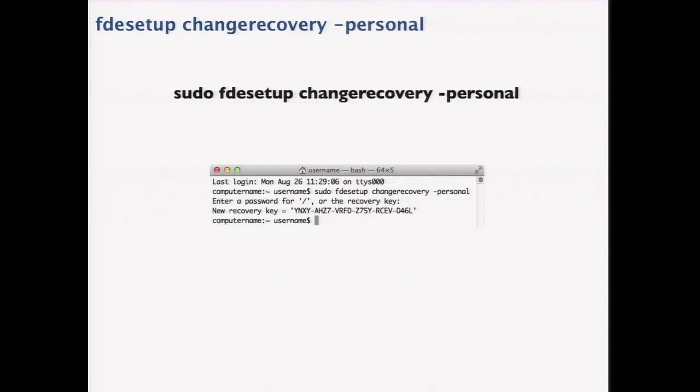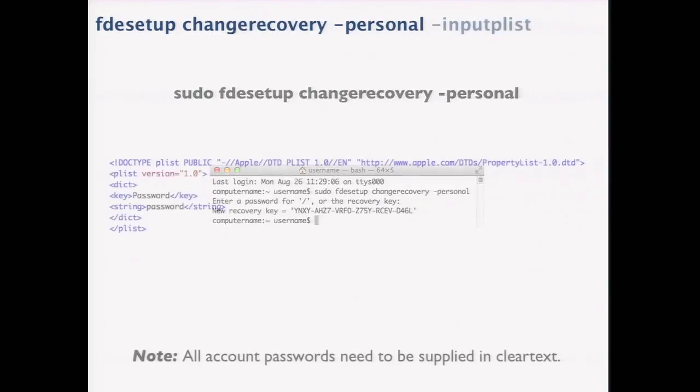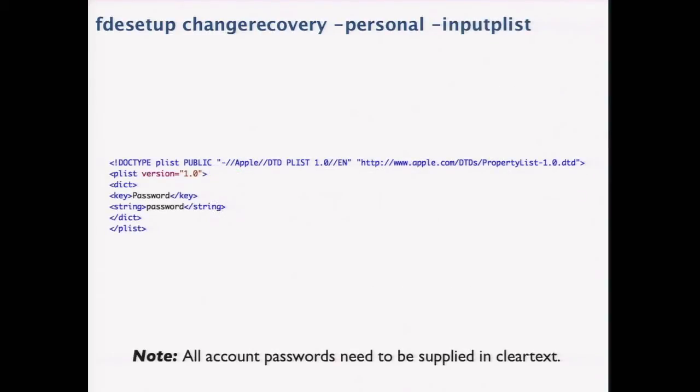So to change to a new personal key, you would run the command shown on the screen. You'll be prompted for the password of an existing FileVault 2 enabled user or an existing personal recovery key. Once entered, a new personal recovery key will be generated and displayed, and the former personal recovery key will no longer work. Now, for those who want to automate this process, fdesetup supports importing a property list file via standard input. Now, the plist needs to follow the format shown up on the screen, and you would store either the password of an existing FileVault 2 enabled user or the existing personal recovery key in the password key of the plist.